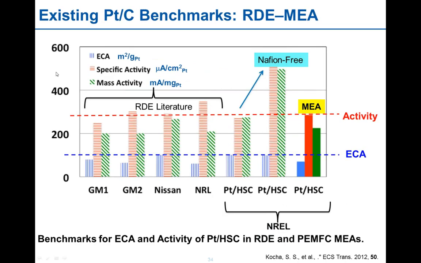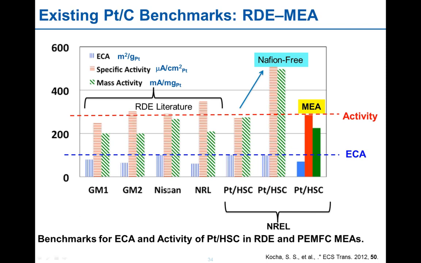Okay. One of the last slides in the area of activity before we move to durability. In the first slide on the background, I talked about MEAs and RDE and how you can predict catalyst activity in MEAs using RDE in terms of trends, but not absolute values.